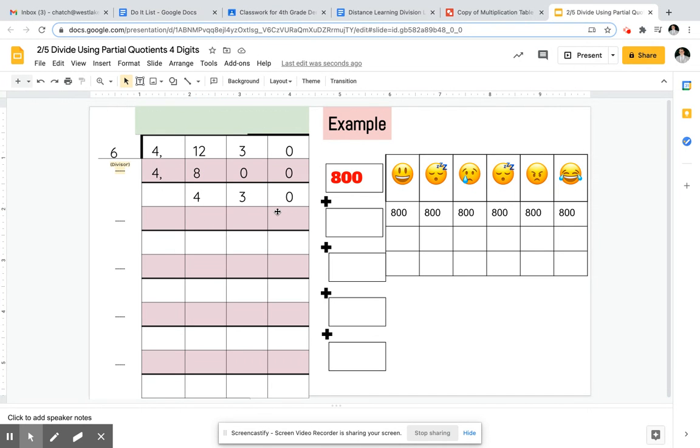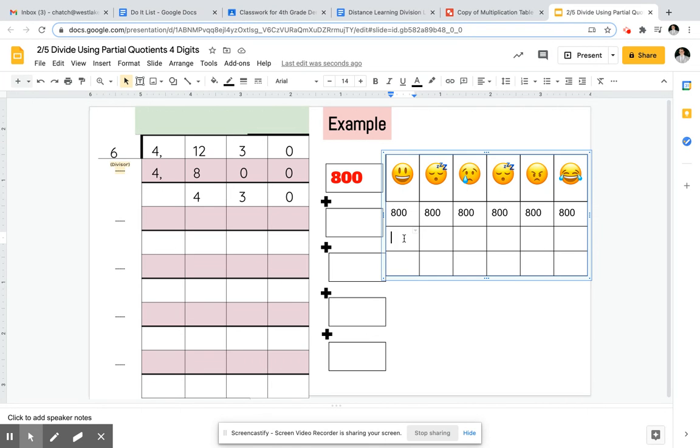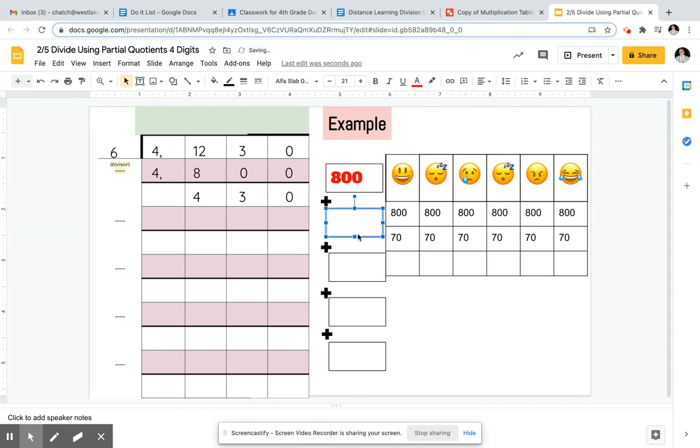Well, now I'm going to think, how close can I get to 430 without going over? Well, I know that 6 times 7 is 42. That's as close as I can get. So I know that 6 times 70 would be 420. So we're going to give them each 70. I give them each 70. I know that 70 is my partial quotient. 70 times 6 is 420. I'm going to subtract to wind up with 10.